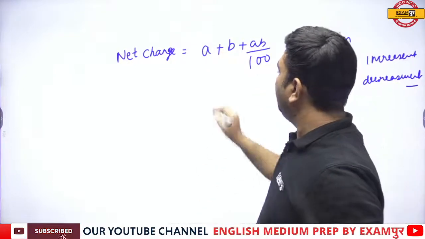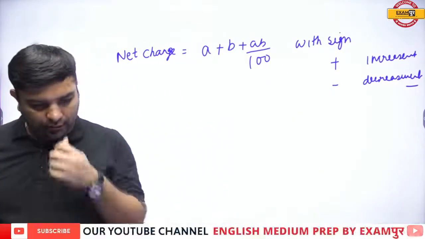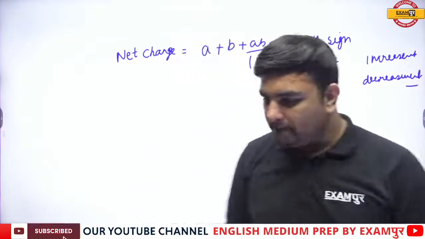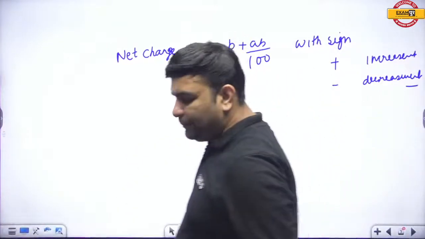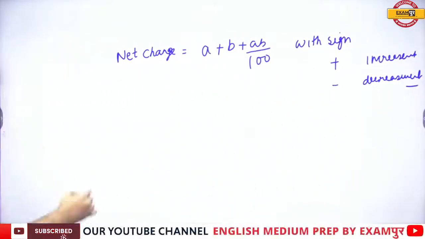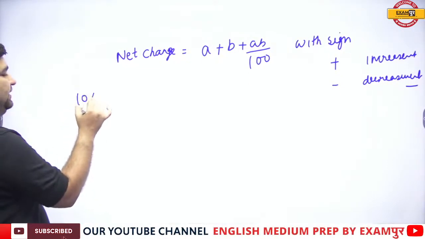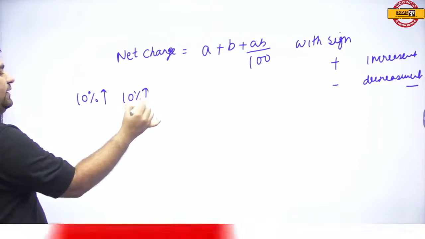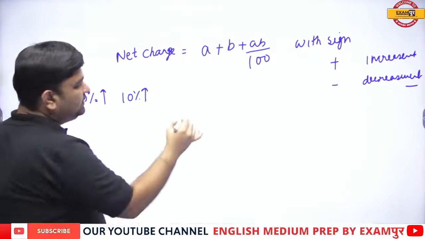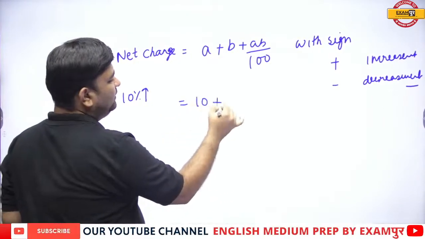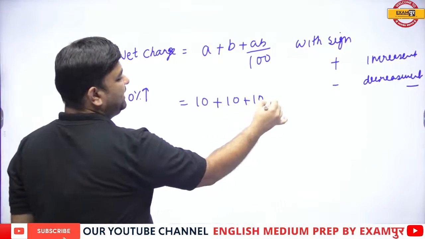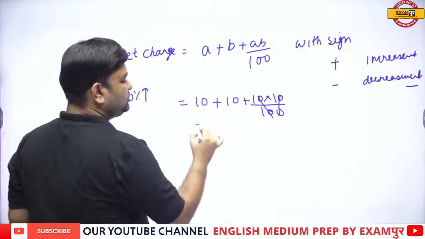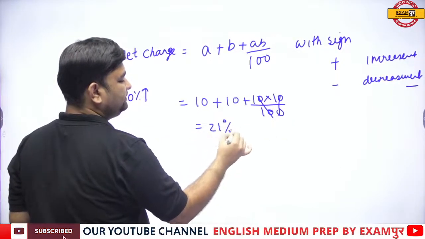A plus B plus A into B upon 100. So let's suppose if I take the first example, 10% increment 2 times. It will give 10 plus 10 plus 10 into 10 divided by 100. That is 21% increment.